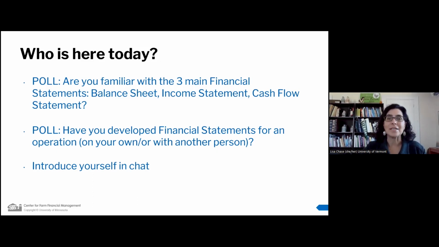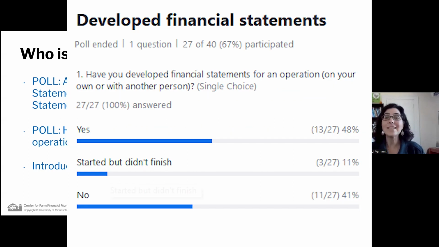So here's another question. Have you developed financial statements for an operation? Could be your own or could be somebody else's operation. And have you developed these financial statements either on your own or with another person? I'm going to end the poll and we'll share the results. And very divided audience here. So 48% said yes, they have experience developing financial statements for an operation, and about 40% said no. Very helpful information to understand as we move forward with the topic today.